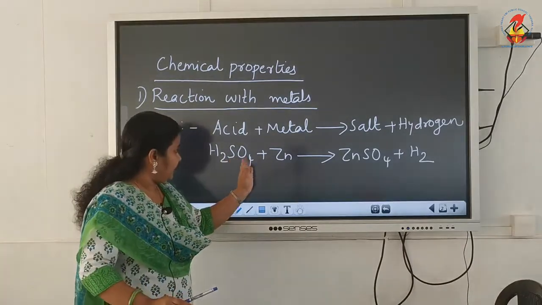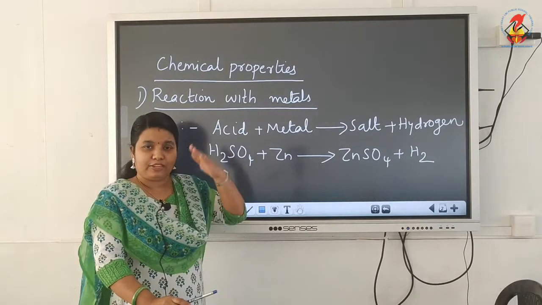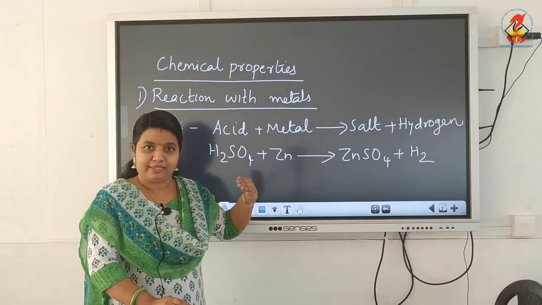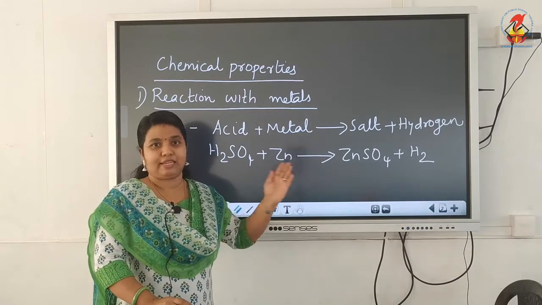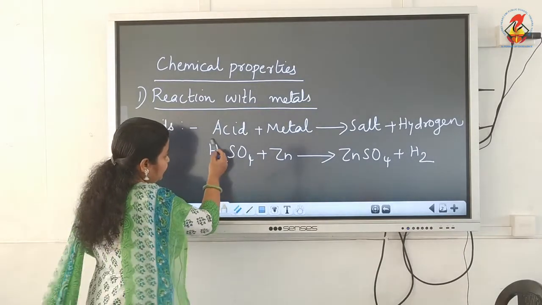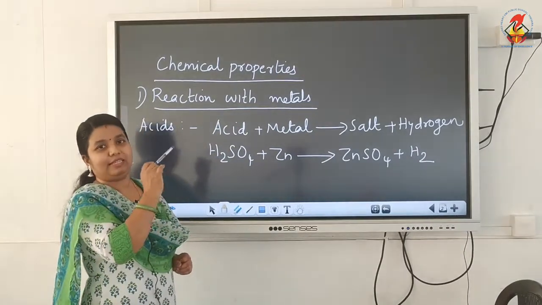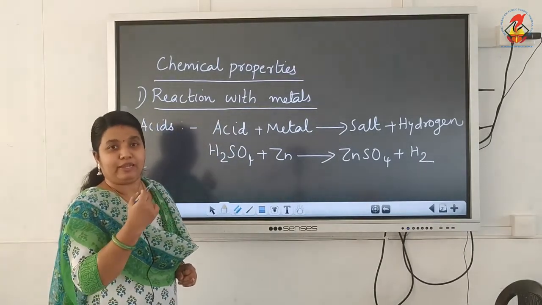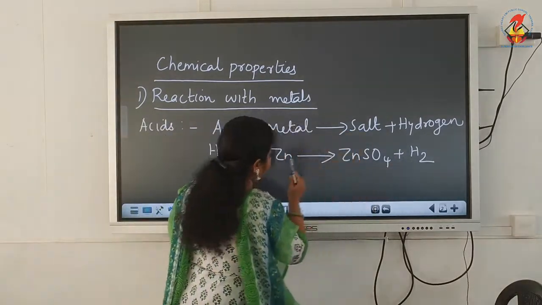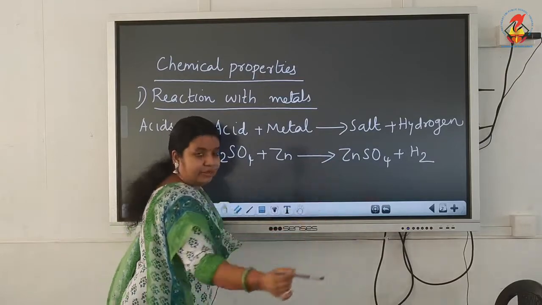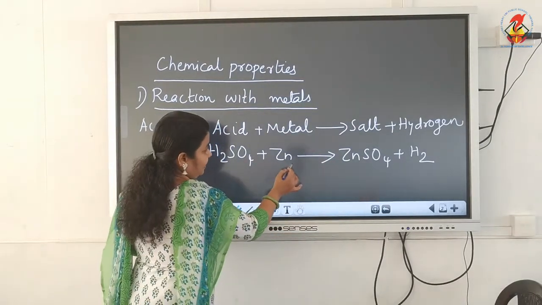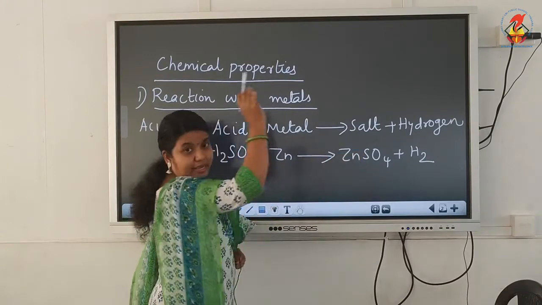Here it is zinc and sulfuric acid. So the first part is the name of the metal, zinc. The second part comes from the acid. Since it is sulfuric acid, we write sulfate. That's how you get the name of the salt, zinc sulfate. The hydrogen of the sulfuric acid is replaced by an active metal, zinc. So hydrogen is displaced, hydrogen gas is formed, and the place of hydrogen is now occupied by zinc. That's how you get zinc sulfate. So acid reacts with metal to form salt and hydrogen gas.